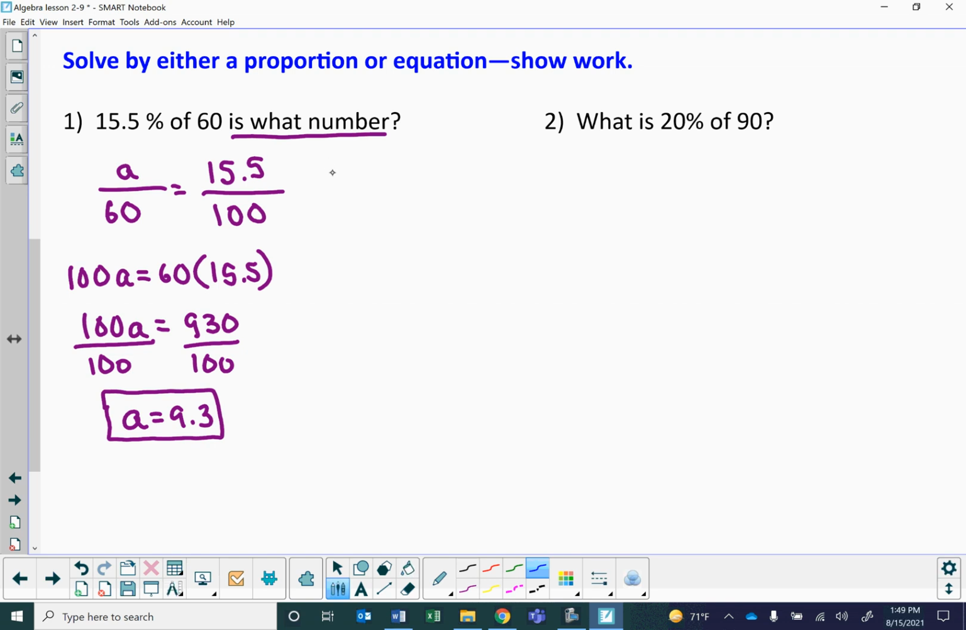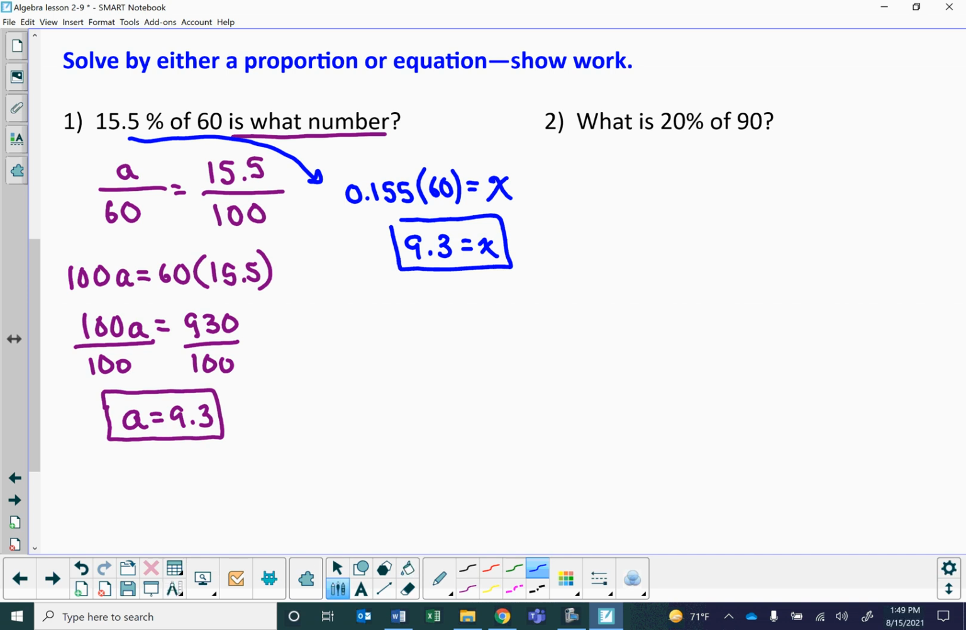15.5%, okay? I'm going to have to change that to a decimal. So 0.155 of means multiply 60, is means equals, what number is a variable. So there we go. So we have 0.155 times 60. Right? If I multiply all that out, 0.155 times 60 is 9.3. So x is equal to 9.3. You get the same answer.